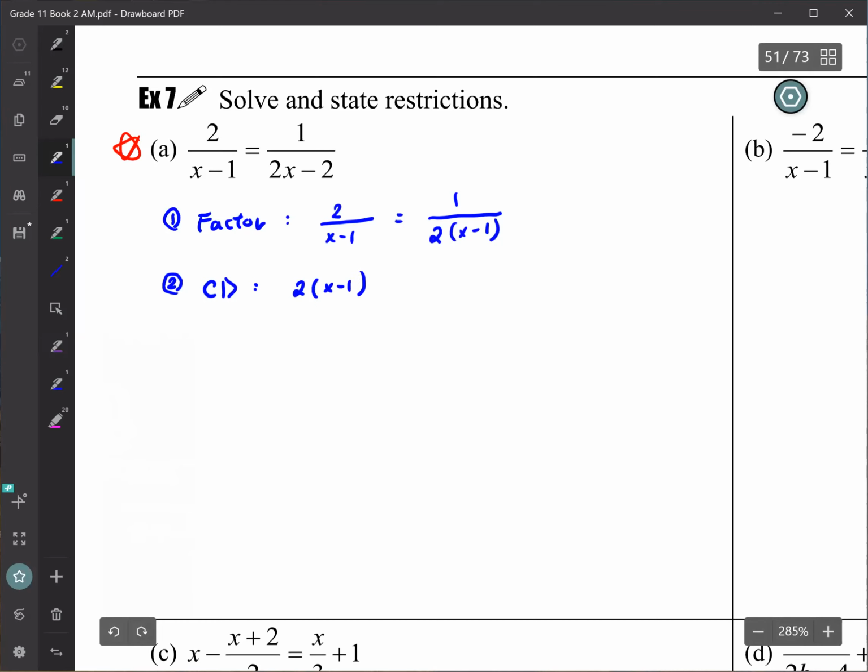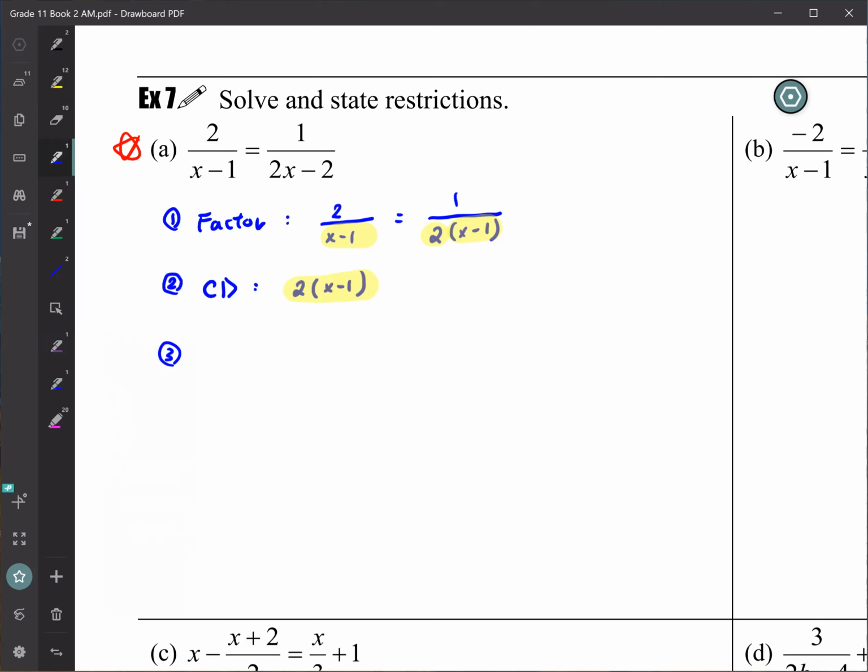Okay, so inside this, we can see the x minus 1. We can also see the 2x minus 1. Okay, so that's the lowest, so you don't need 2 brackets of x minus 1. So once we have that, we'll multiply both sides by the common denominator.